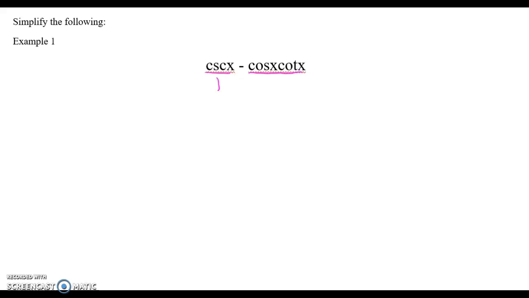So for instance, cosecant, I'm going to rewrite that. That is 1 over sine x minus, I like cosine x, so I'm not going to change it. We want everything in terms of sine or cosine, so we're going to leave cosine, times cotangent of x. I'm going to trade cotangent out for cosine x over sine x.